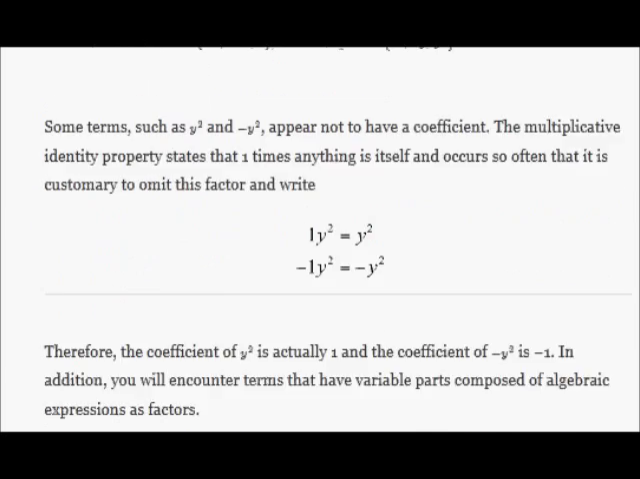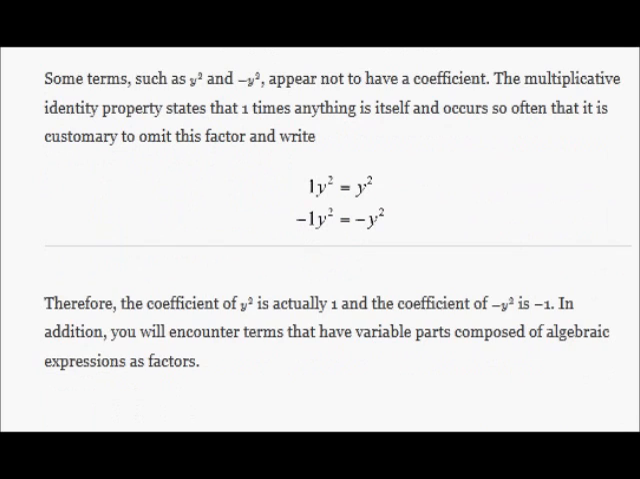Those are the variable parts. Some terms, such as y squared and negative y squared, appear not to have a coefficient. The multiplicative identity property states that 1 times anything is itself, and occurs so often that it's customary to omit this factor and write 1y squared as y squared and negative 1y squared as negative y squared. Therefore, the coefficient of y squared is actually 1, and the coefficient of negative y squared is actually negative 1.